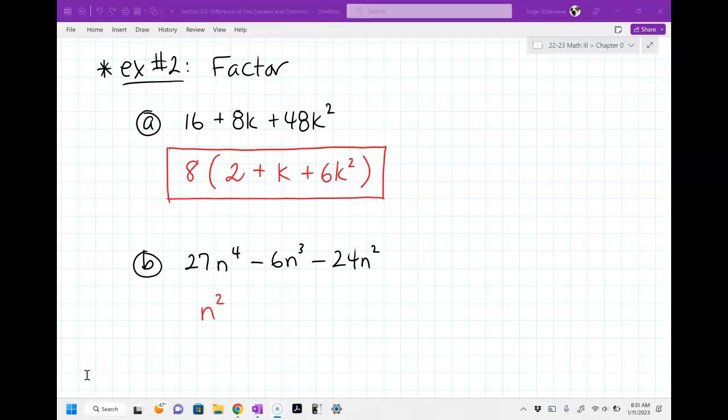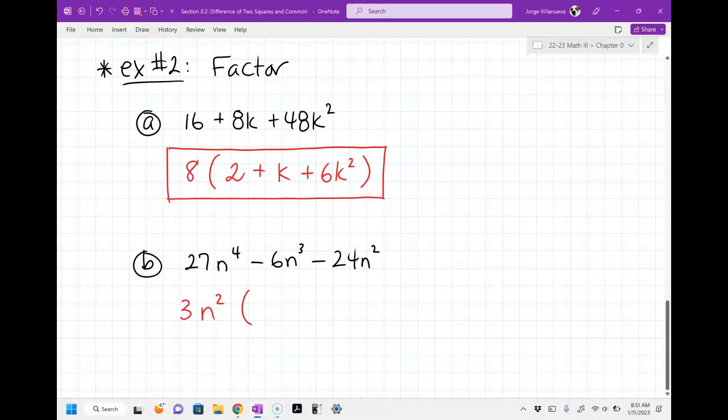Now, do they have a number in common? 27, a 6, a 24, what number do they have in common? A 3, right? It's not as obvious, but yeah, 3 goes into 27 9 times, 3 goes into 6 2 times, 3 goes into 24 8 times, right? So they have a 3 in common. So I'm going to take that out as well.